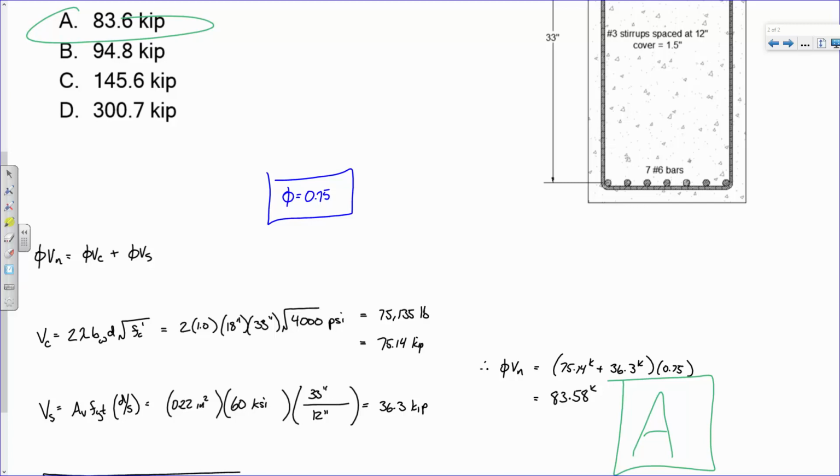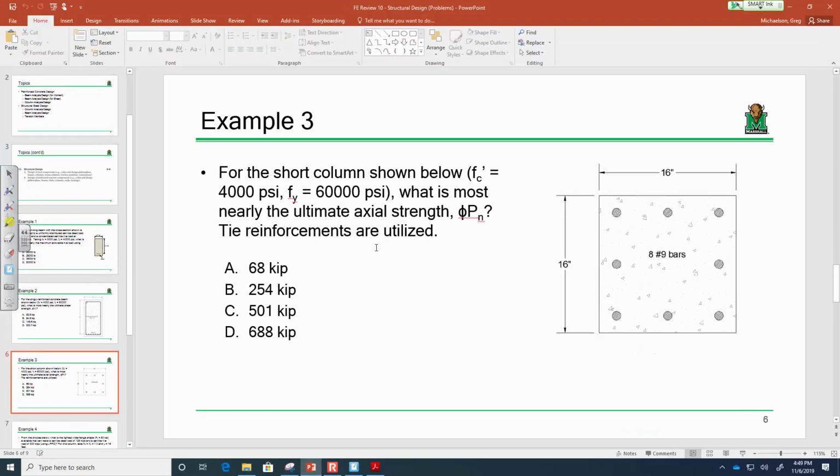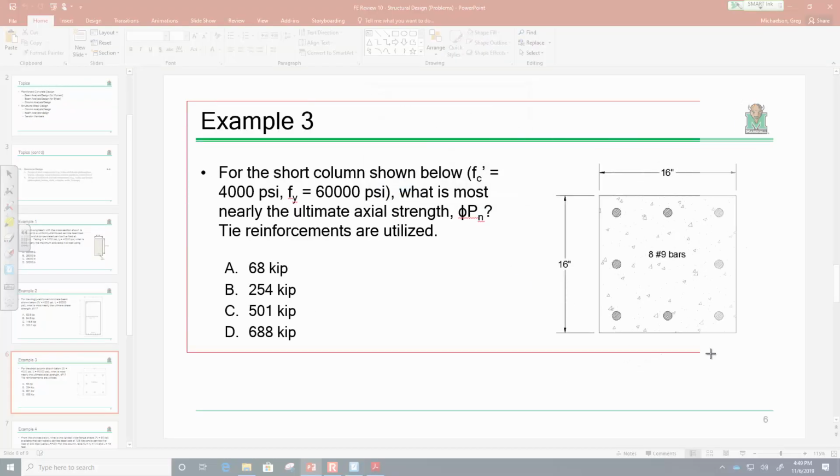Any questions? All right, one more concrete problem. Then we're in steel land. All right, I got a column. It's a square column. I got 8 number 9s, 16 inches by 16 inches, 4,000 PSI concrete, 60,000 PSI steel. What is most nearly the ultimate axial strength, phi Pn? Tie reinforcements are utilized. So I actually don't even think I need to break out the notebook, although I will, because I can probably do this one very, very quickly.